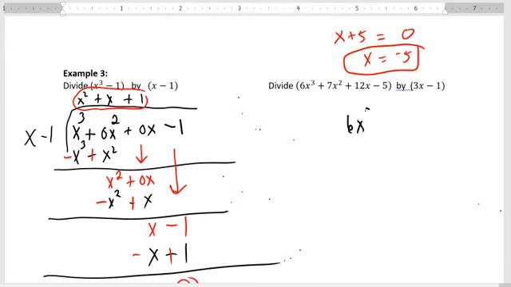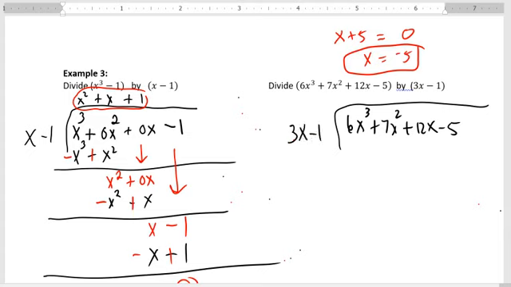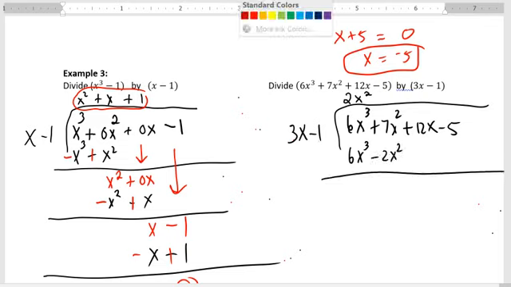We have 6x cubed plus 7x squared plus 12x minus 5. And we're going to divide this by 3x minus 1. So in order to get a 6x cubed, we will need to multiply this by a 2x squared. So 2x squared times 3x will give us 6x cubed minus 2x squared. Change the signs. So we get 0. 7x squared plus 2x squared is 9x squared.